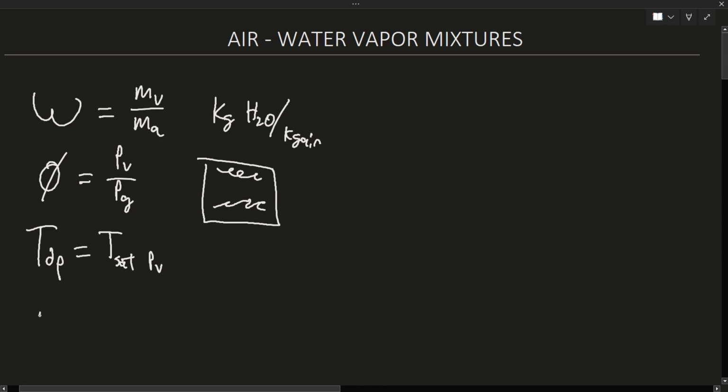One last thing that you could know is that the total pressure in an atmosphere is equal to the dry air pressure plus the vapor pressure. I don't know if it's useful for some problems, but there's also that. And that's it.